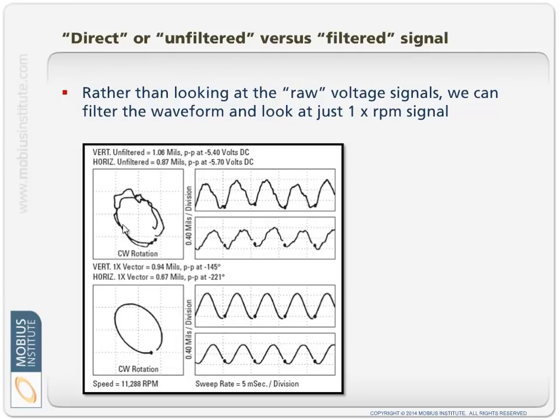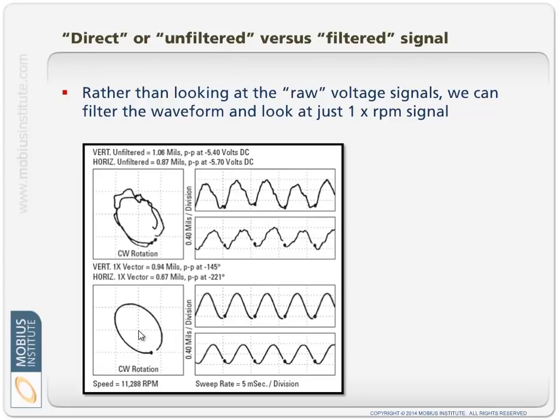So in this instance, this orbit shape looks more complicated than what we've seen so far, and that's because it is unfiltered. It might be compensated, it might have the glitch removed, but it is unfiltered. We're seeing the 1x and the 2x and the half x and all those signal components. We often call that the direct measurement, it might be called the unfiltered measurement, maybe other names are used in other systems. It's basically the raw voltage, but typically compensated for glitch. In this instance, we've filtered away all other vibration. We are only looking at 1x vibration, and it cleans it right up.